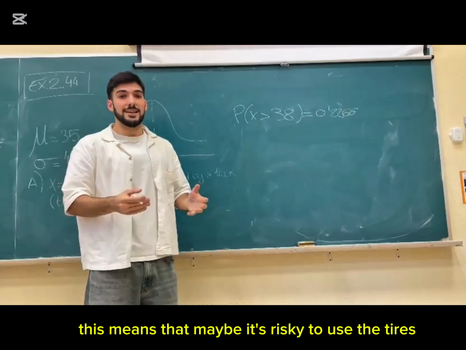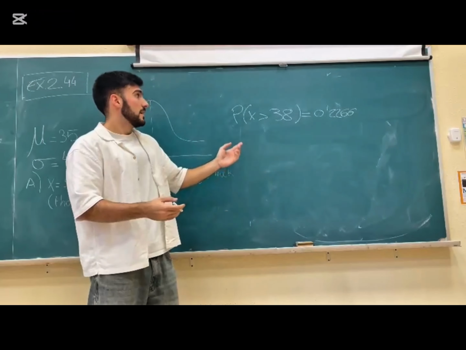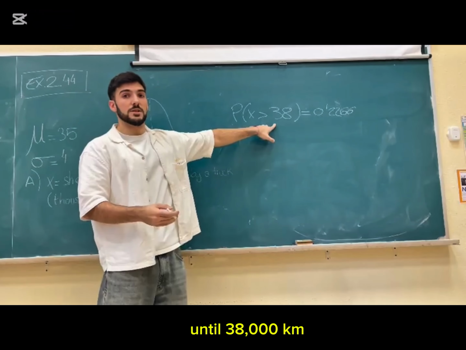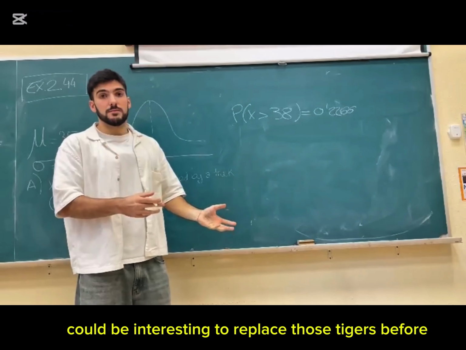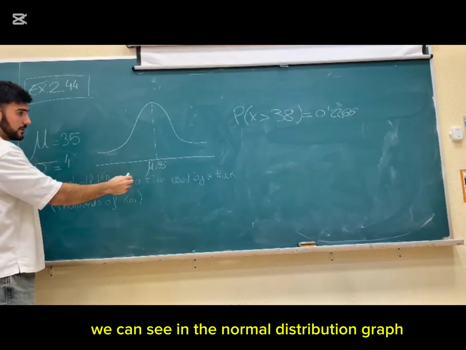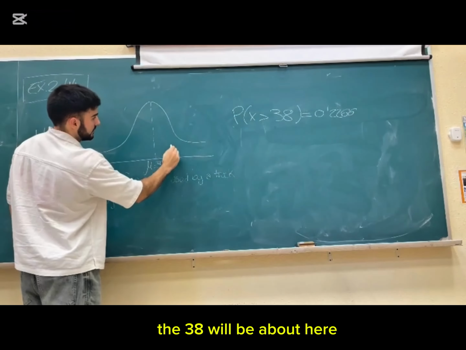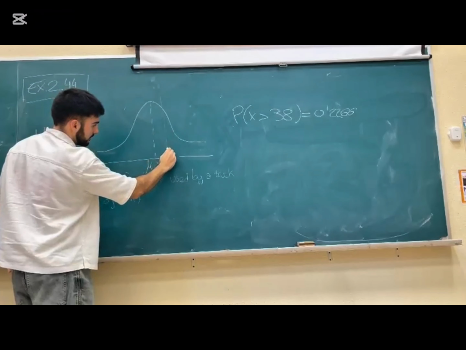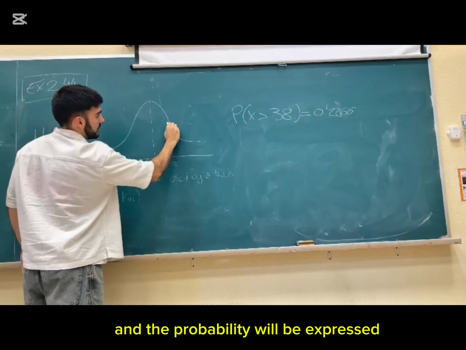This means that maybe it's risky to use the tires until 38,000 kilometers, so it could be interesting to replace those tires before. We can see in the normal distribution graph, the 38 will be about here, and the probability will be expressed in this area.